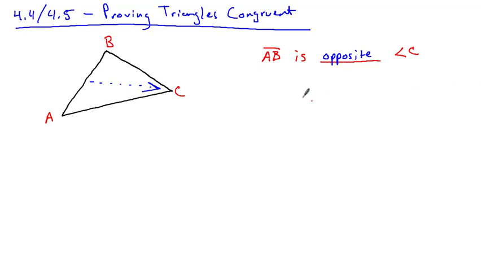The next thing we're going to write down is that segment AB is blank between angle A and angle B. And the word that goes in there, segment AB, right here, is included between angle A and angle B. So included is when something is between two other parts of a shape. And opposite is when something is across from or not included, at least with triangles.